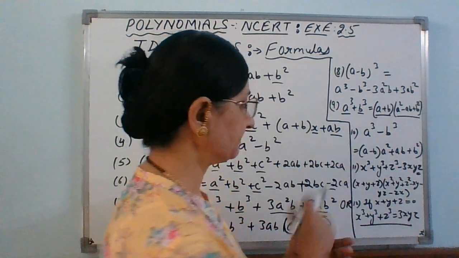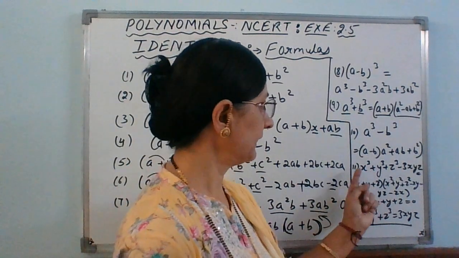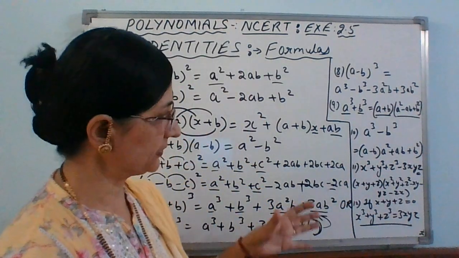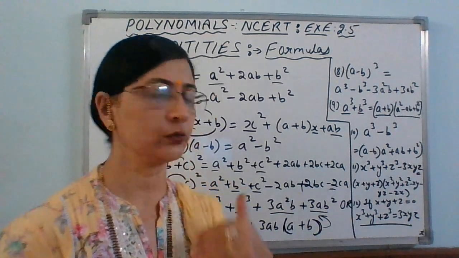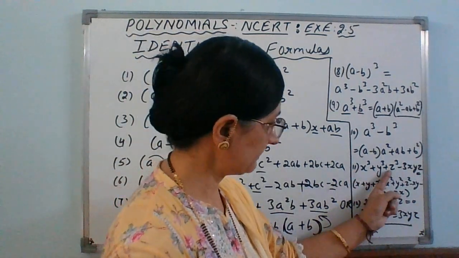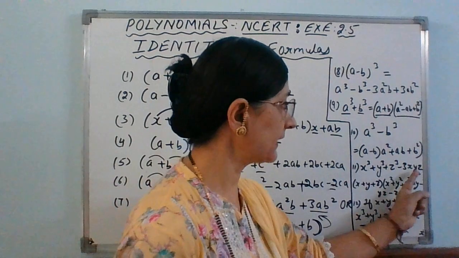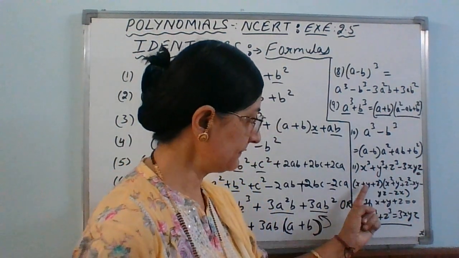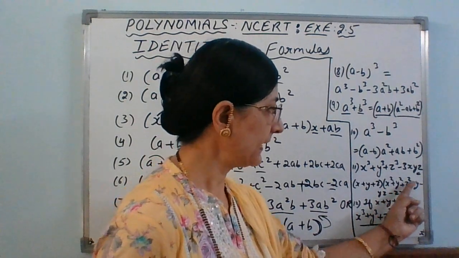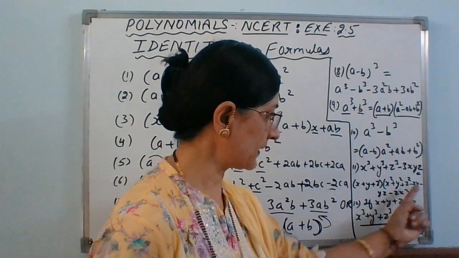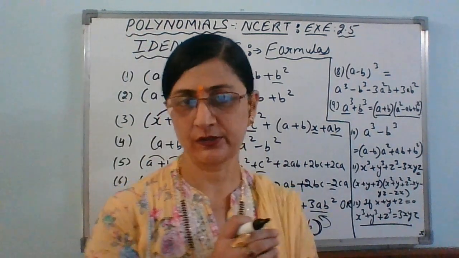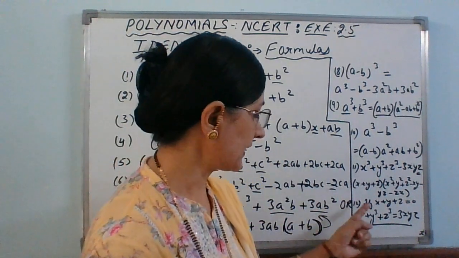Okay, there is one big formula also. Here x cube plus y cube plus z cube. Now I have written in terms of x, y, z. You can write a, b, c also. x cube plus y cube plus z cube minus 3xyz is equal to, in one bracket x plus y plus z, in the other bracket squares of them, minus xy minus yz minus zx. This is a formula. So there is a question in the last question.